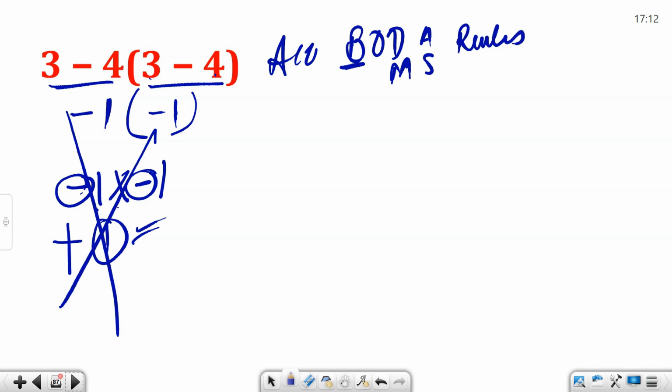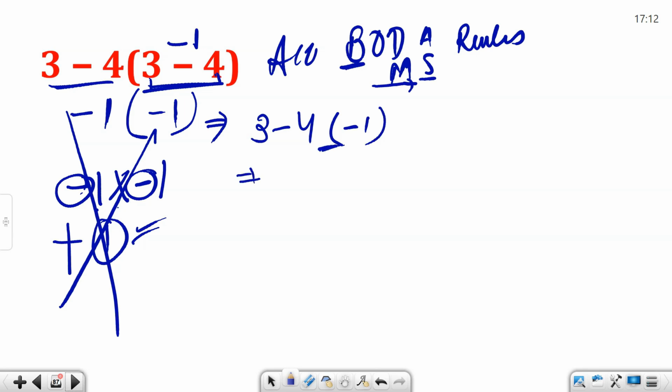First, we will solve the brackets. After that, we handle division and multiplication, and then addition and subtraction. So here, inside the bracket, 3 − 4 gives us −1. Now, let's write the further solution: 3 − 4, and in brackets, −1.